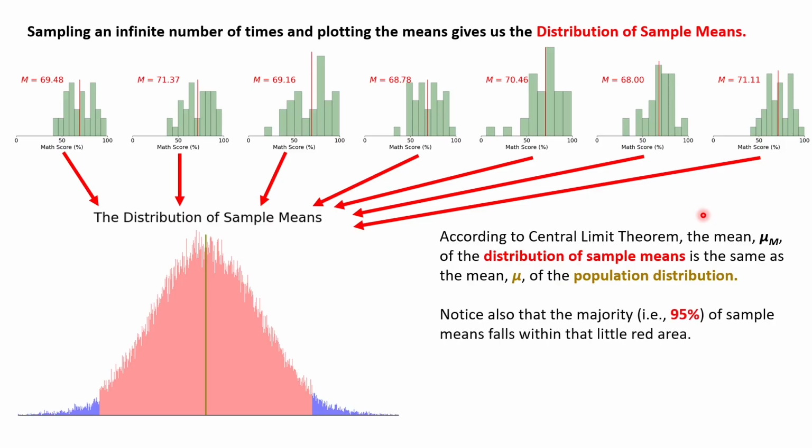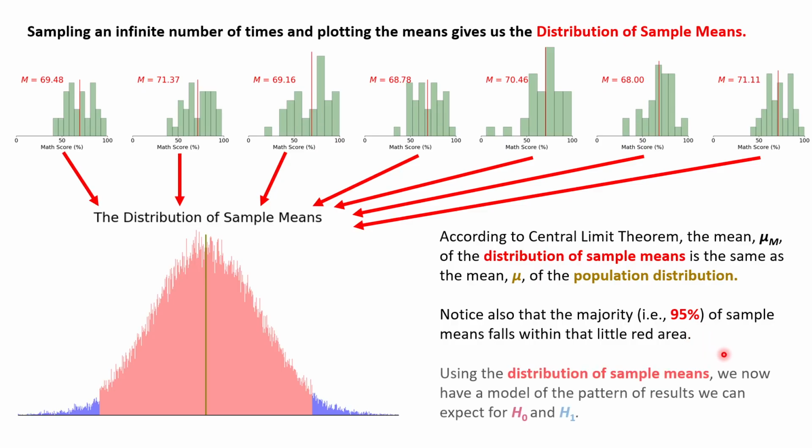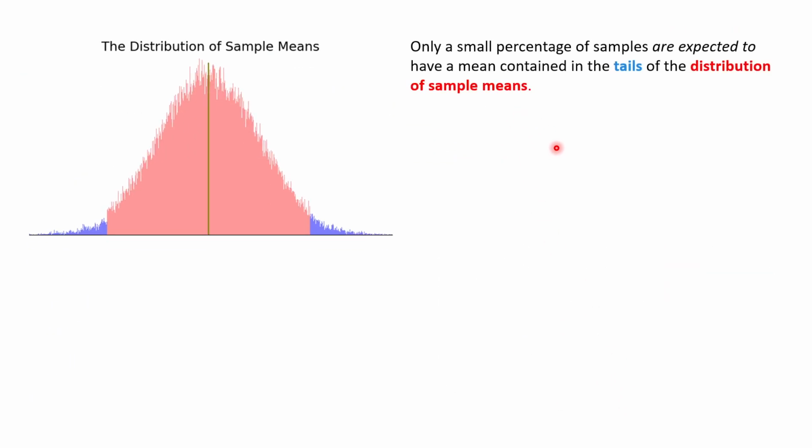Notice also that the majority of sample means falls within the red, right? 95%. Now, this may be looking familiar already to you if you have some understanding of Z statistics. Now, using this distribution of sample means, we now have a model of the pattern and results we can expect for H0 and H1, our null and our alternate hypotheses. This is because only a small percentage of samples are expected to have a mean in these tails, these blue tails of the distribution of sample means, of this entire distribution.